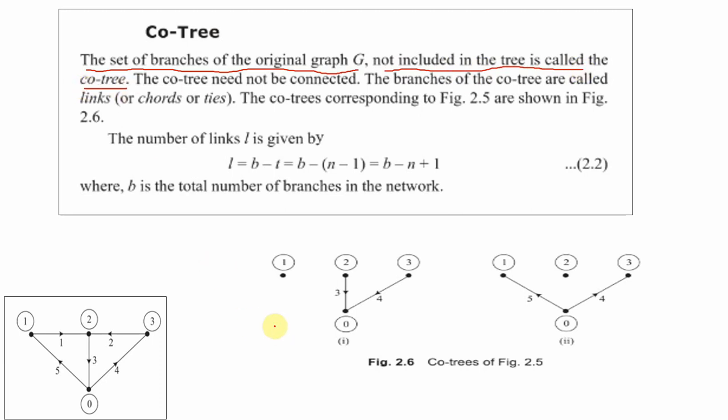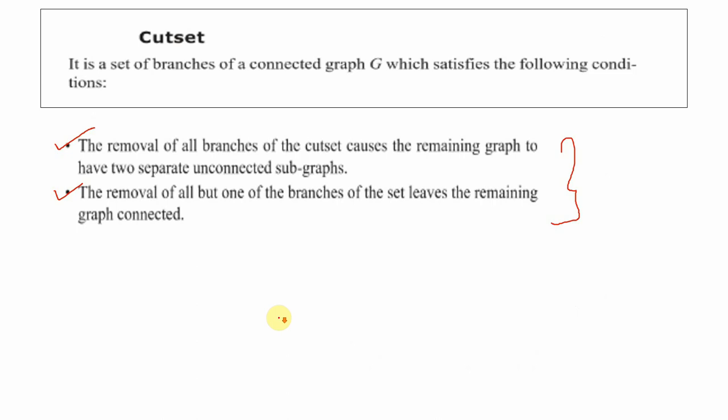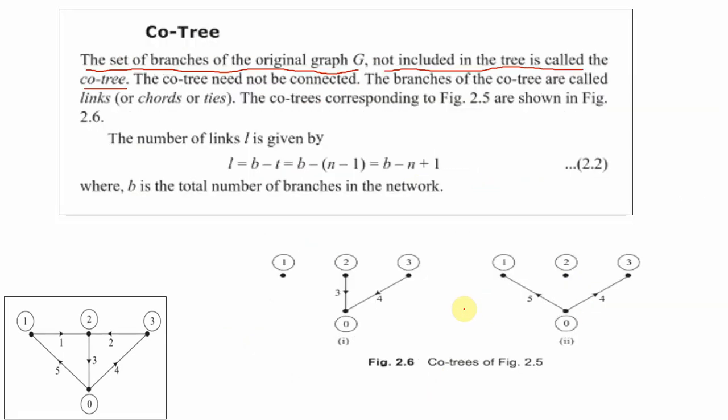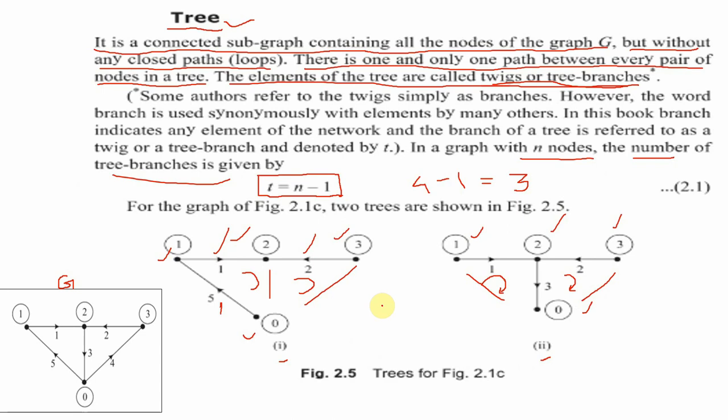That means the branches which are not included in the tree are called the core tree. For example, here this branch is absent, this branch is absent, and this branch is absent. So these branches are called the core tree here, right? For example, this is the graph, and suppose this branch is absent, this branch and this branch are absent. If you refer to the previous one, right?